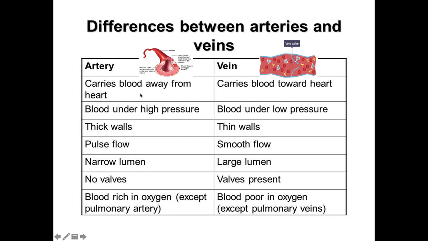Arteries carry blood away from the heart, veins carry blood towards the heart. The blood is under high pressure, the blood is under low pressure. The walls are thick, the walls are thin. There is a pulse flow and there is a smooth flow. The lumen is narrow and the lumen is large. There are no valves present. The valves are present to prevent the backflow of the blood. The blood is rich in oxygen except in the pulmonary artery, and the blood is poor in oxygen except in the pulmonary vein.